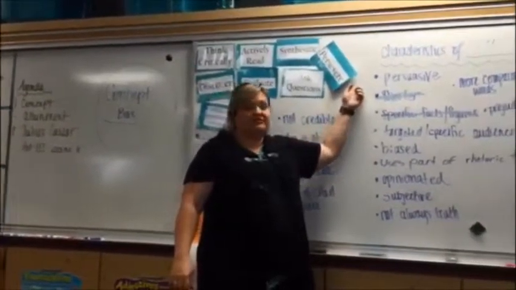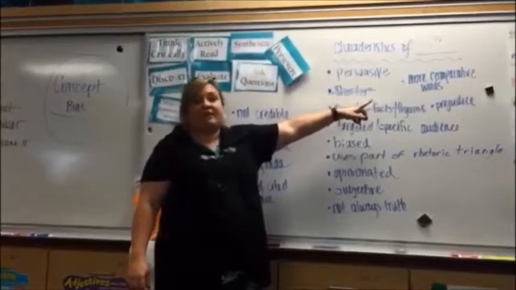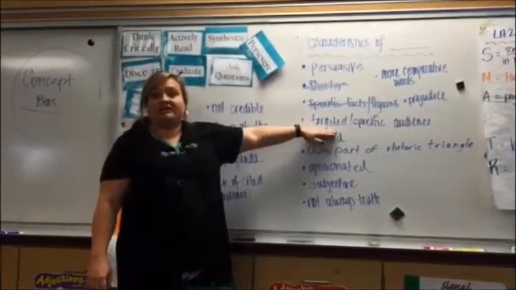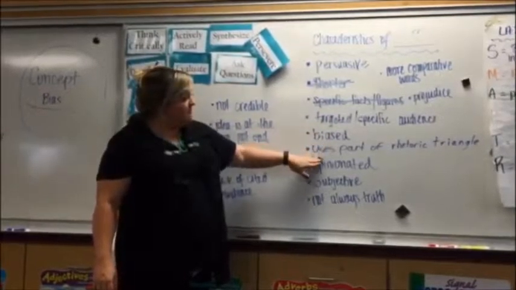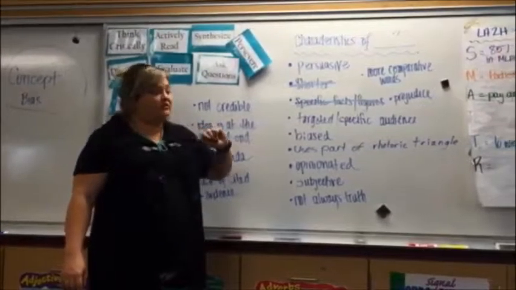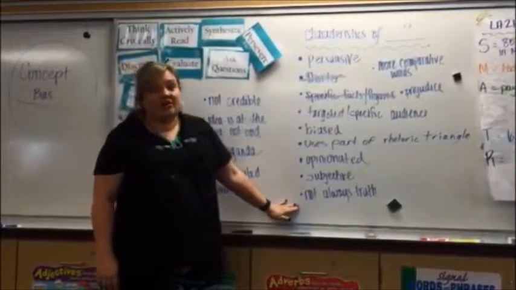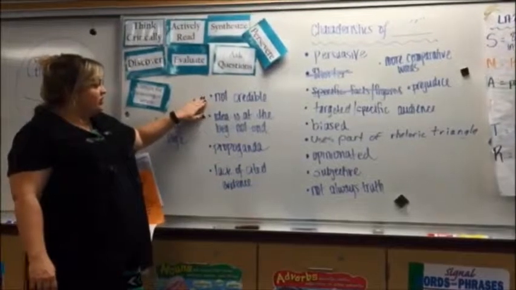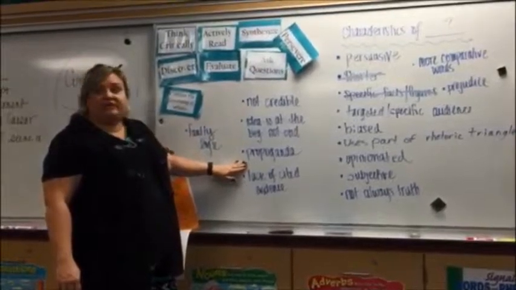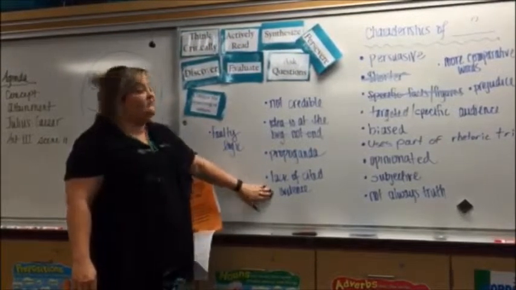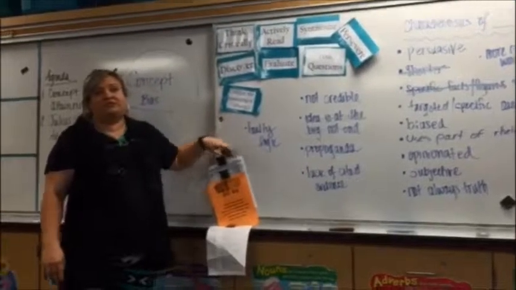Bias is persuasive. It has more comparative words. Prejudice has a targeted audience. Uses parts of the rhetorical triangle, Aristotle. It's opinionated, it's subjective, it's not always the truth. It's not credible. It uses propaganda, it's a form of propaganda. Lack of cited evidence, and uses faulty logic.